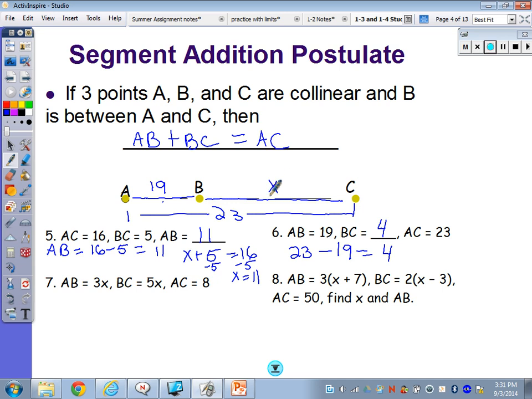Again, you can call this x, and you could do 19 plus x is equal to 23, and then subtract 19 again, and you would get x to be 4, and x represents BC.